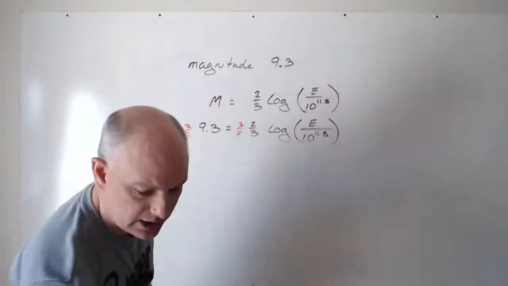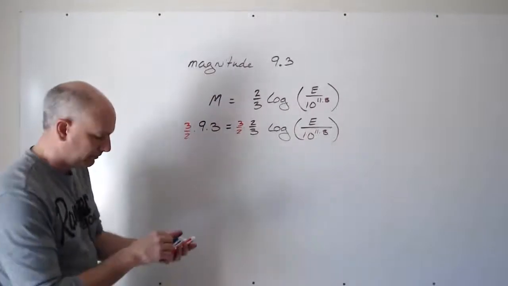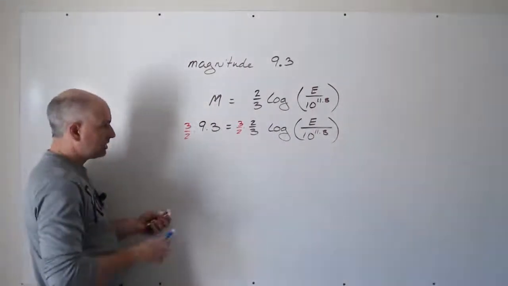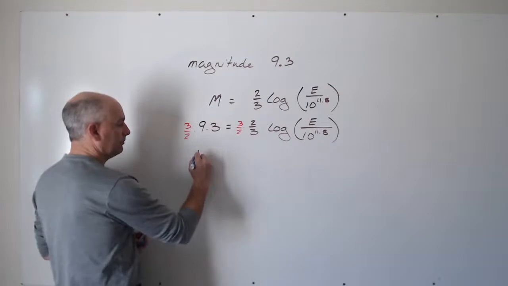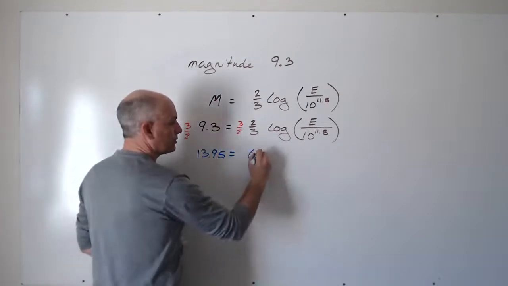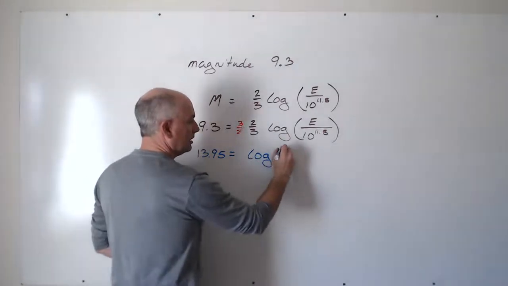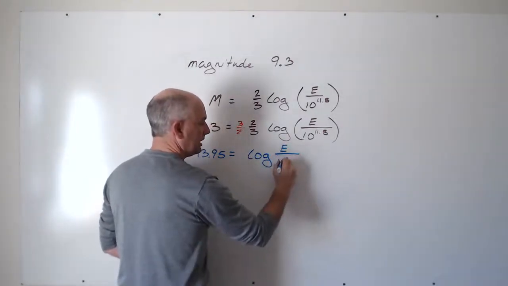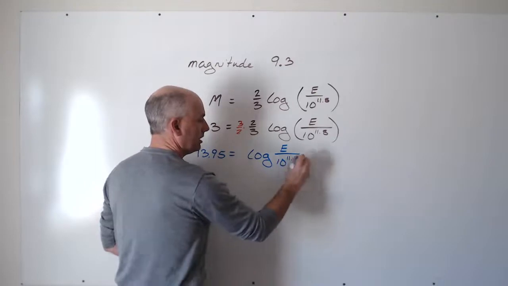And I come up with 13.95. That one worked out okay. All right, so we get 13.95. That worked out fine. That is now equal to log base 10 of e over that 10 to the 11.8 power.